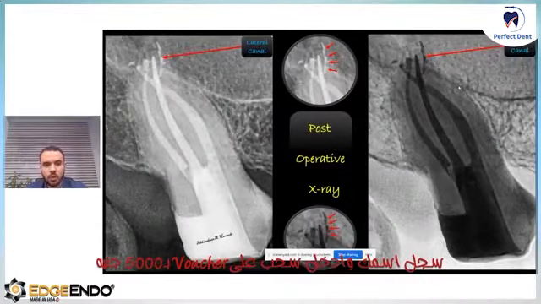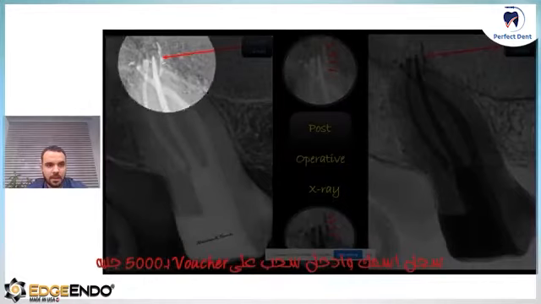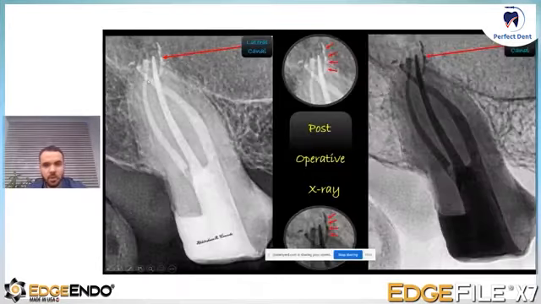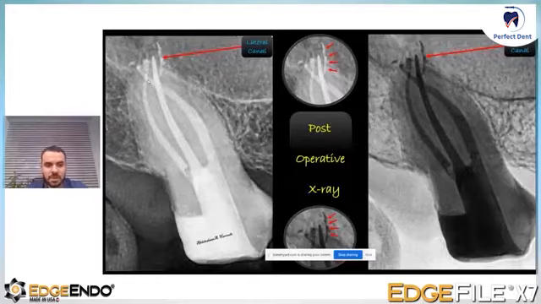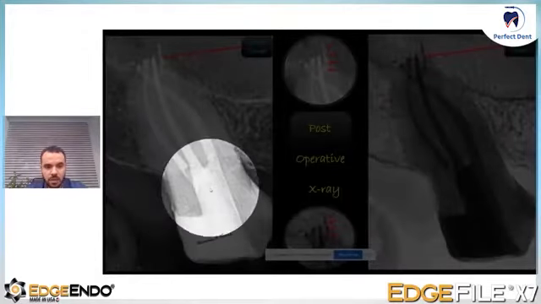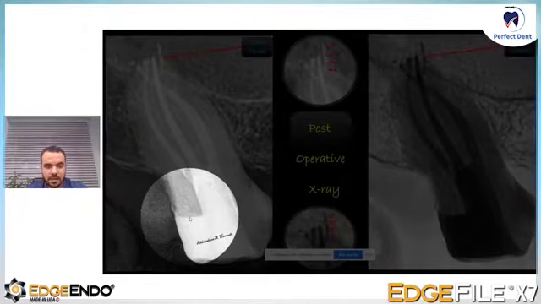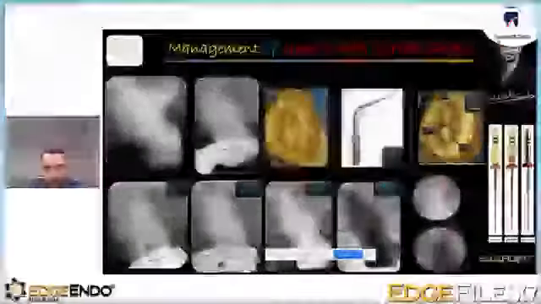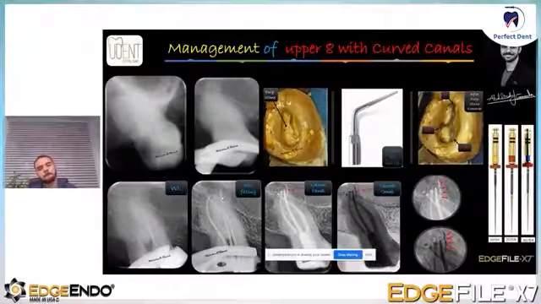Post-operative X-ray shows lateral canals in the palatal canal and in the mesiobuccal and distobuccal canals, allowing good shaping through the minimally invasive access cavity done here, and the curves on the distal side were sealed with composite restorations. This is the full case.